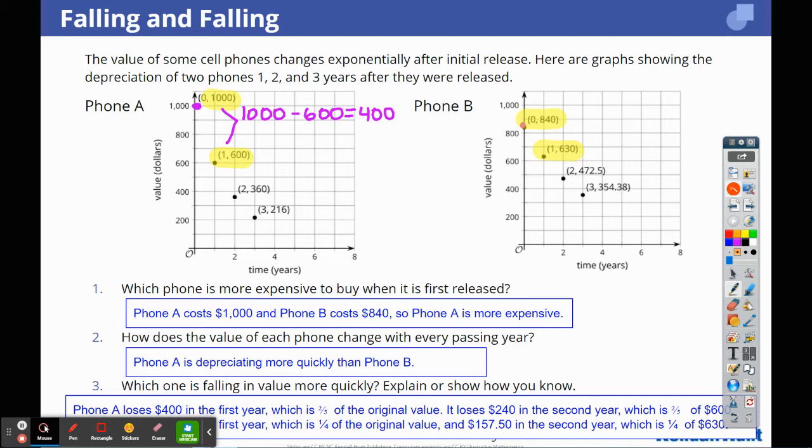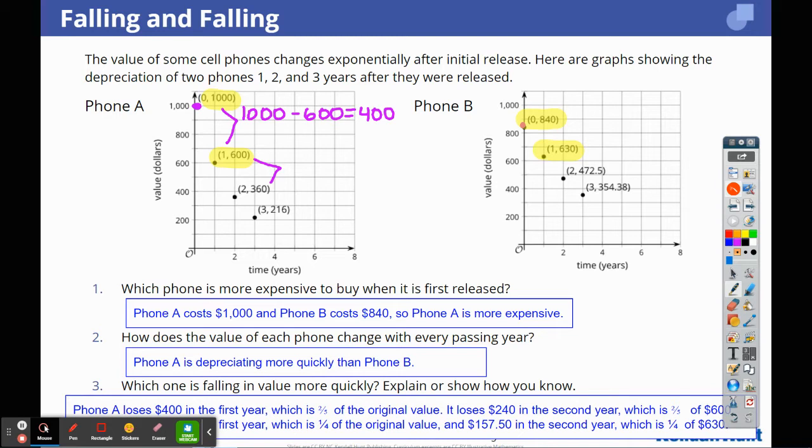If we do the same thing between the first and second year, we're going to find that it's also 2/5. It lost $240 that year. And that trend is going to continue. So to find the difference, you just find the difference of the y values for each year.